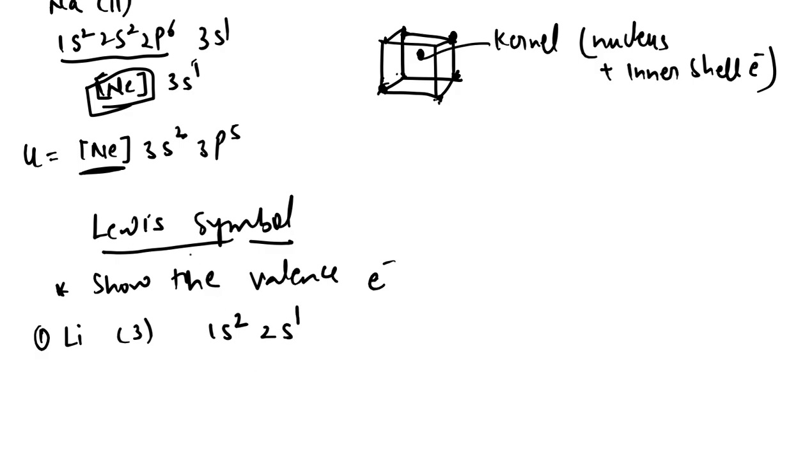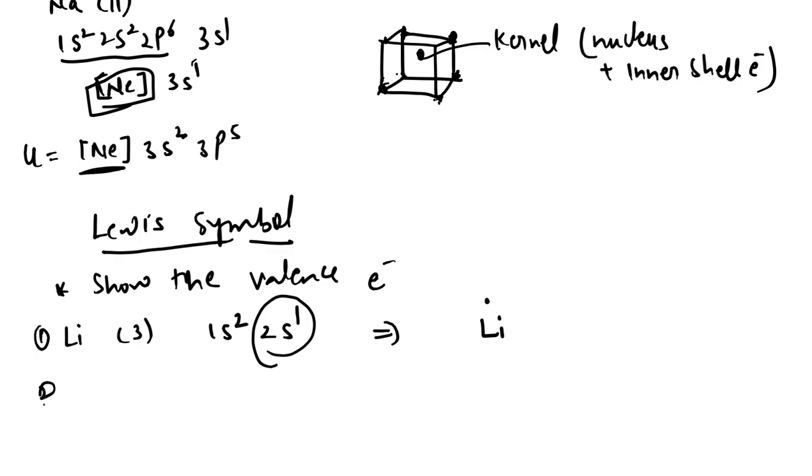So how do we show the Lewis symbol for lithium? We are going to show only the outermost electron. The outermost electron is this one, 2s1. We will check how many outermost or valence electrons there are in lithium. It is only 1, so we are going to show this electron with a dot.